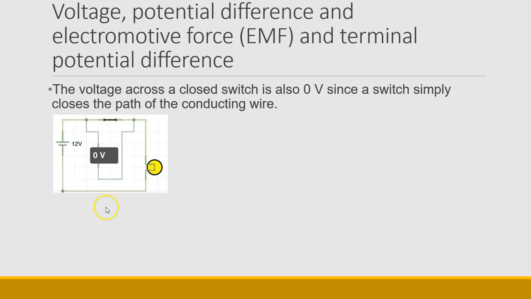If you consider this circuit, it has a 12 volt cell. The circuit is running because it is a closed circuit, and we can see here that the light bulb is on. If we place a voltmeter below or above the switch, which is closed, it is acting like a normal conducting wire, and we would get a reading of 0 volts. That makes sense.